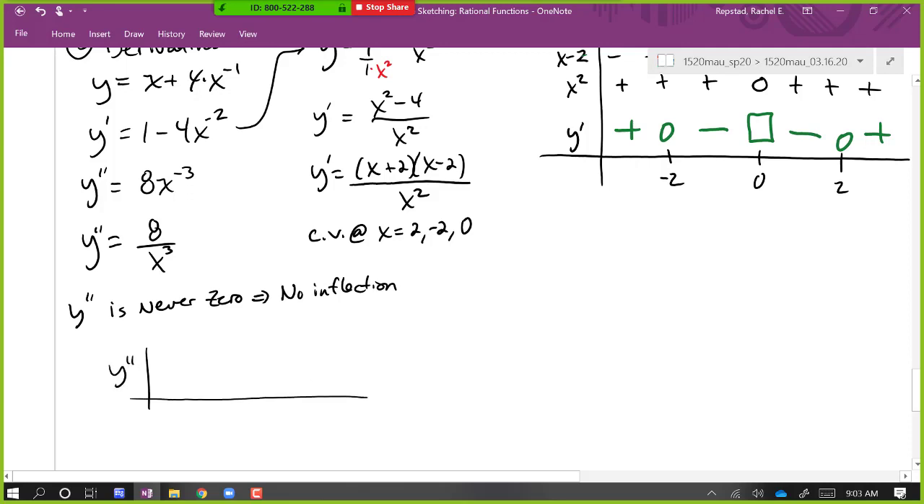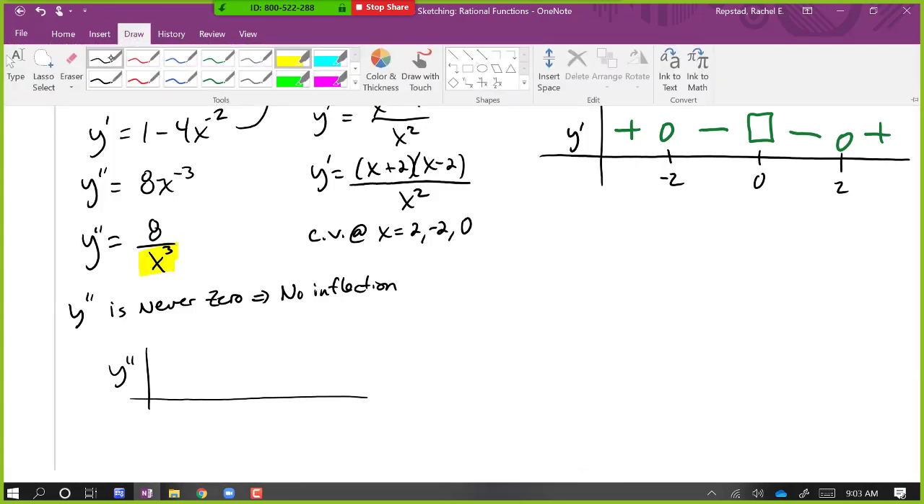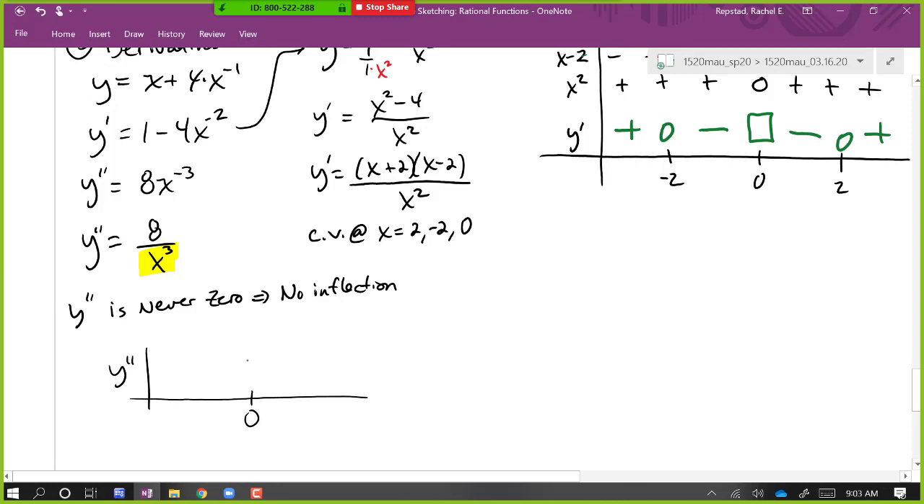The point of interest for us is right when x is 0, of course. At 0, y double prime is undefined. If I plug in something negative, if you cube a negative, you get a negative, and 8 divided by a negative is a negative, so it's negative on this side. And if I plug in a positive, the whole thing is positive. So while there's no inflection point, we do have a part of the graph that's concave down and a part that's concave up, which is interesting, right?